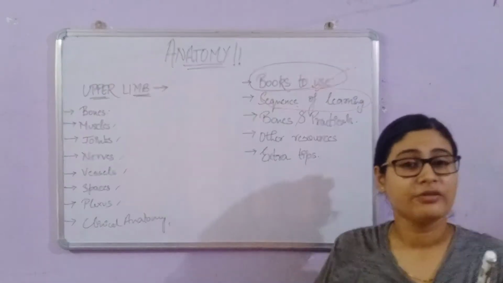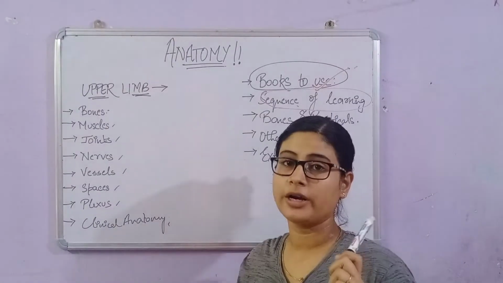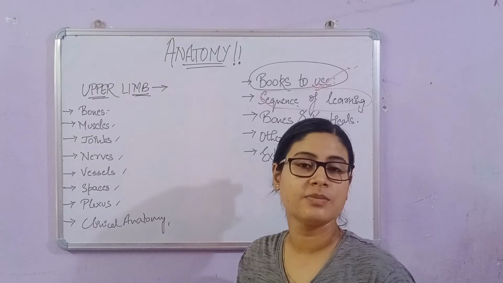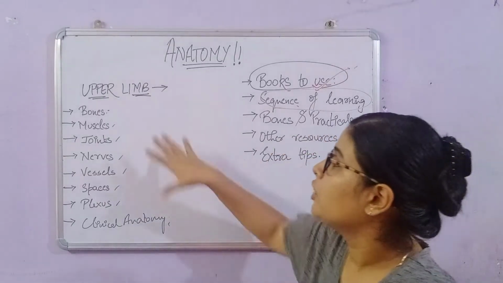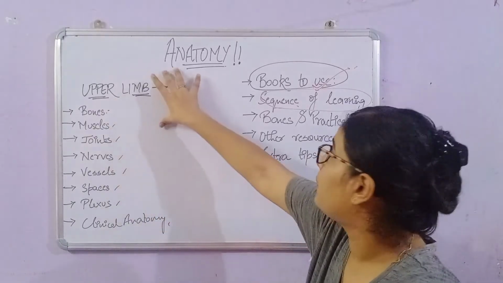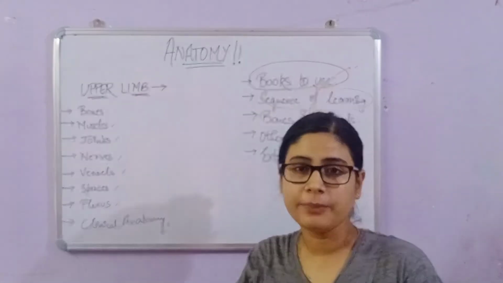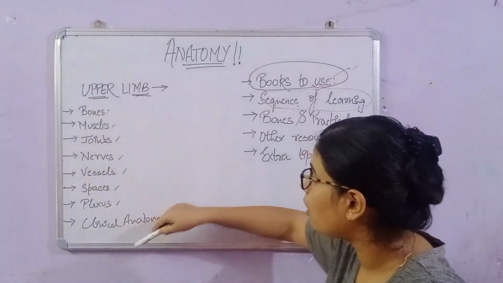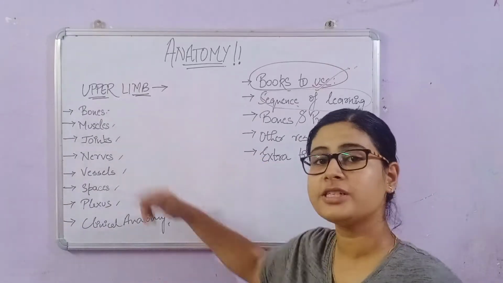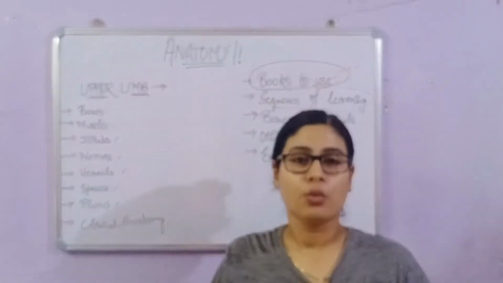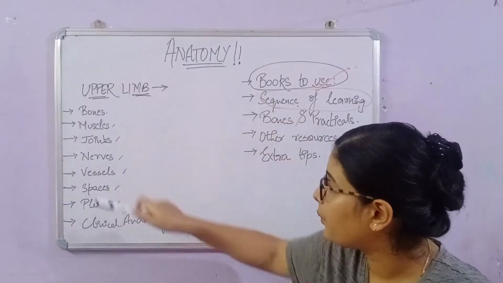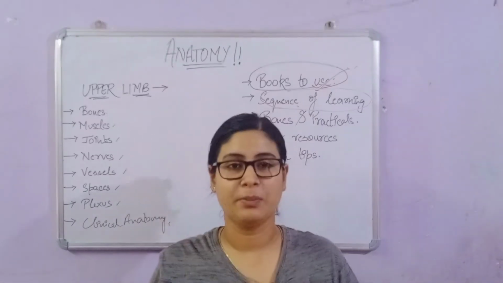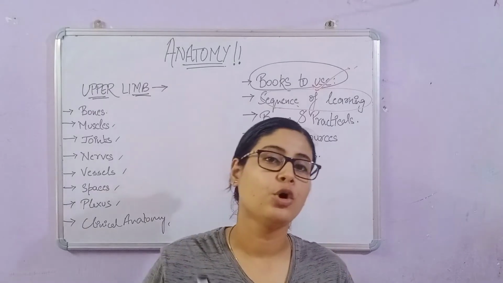There was a comment asking a question. A student asked me, ma'am, shall I read all these structures of upper limb and lower limb together, or shall I study all these structures for upper limb first and then go for lower limb? My answer to your question is go for upper limb first. Go book by book. It would be very easy if you go book by book.